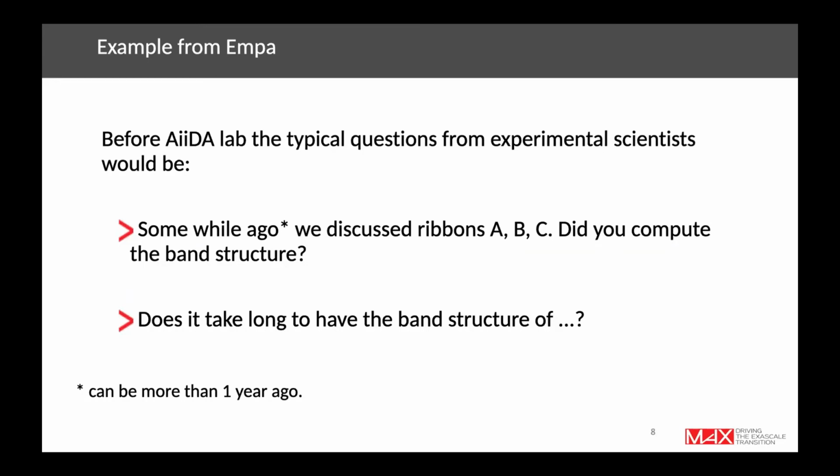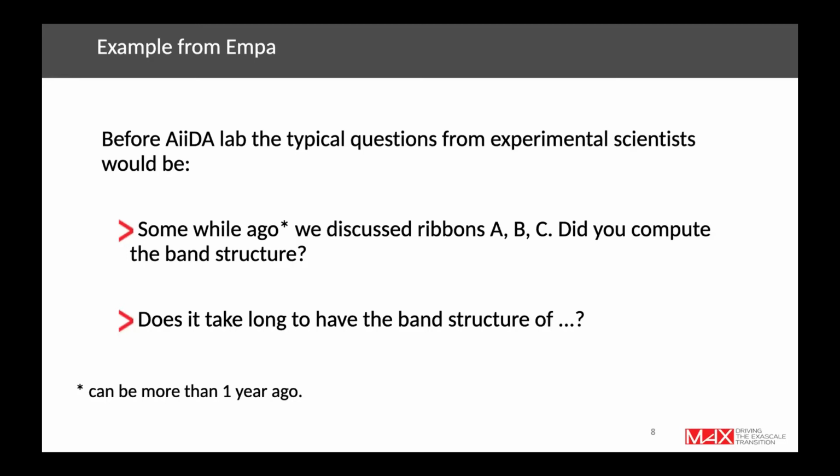Before AiiDAlab was introduced to this laboratory, the experimental collaborators would ask the computationalists, some while ago we discussed ribbons A, B, and C. Did you compute the band structure of those? And even if we did, we typically don't know, because it could have happened so long ago that we don't even remember. And the obvious answer is, I can recompute it. And the second question would be, how much time would it take to have the band structure of those?